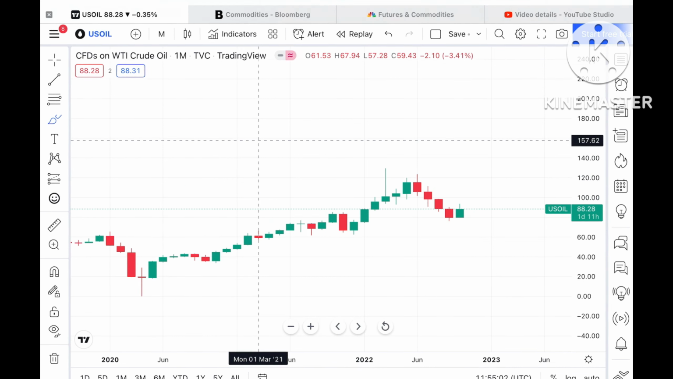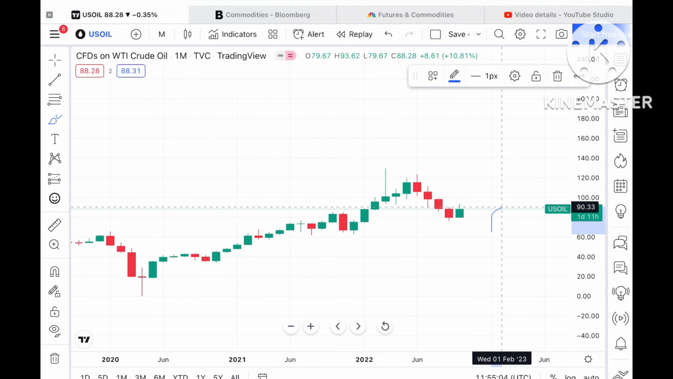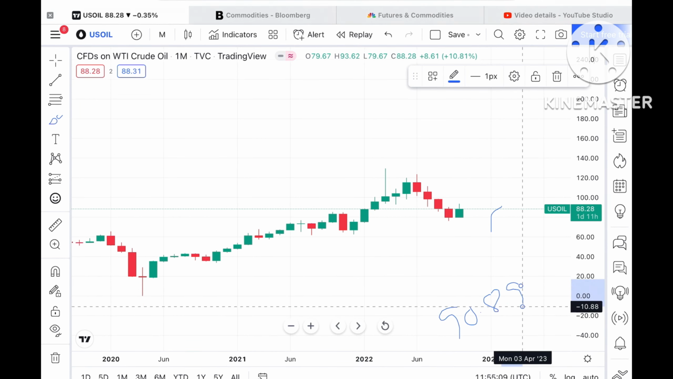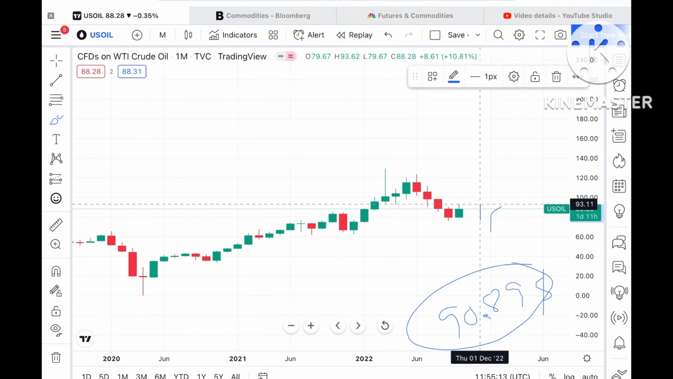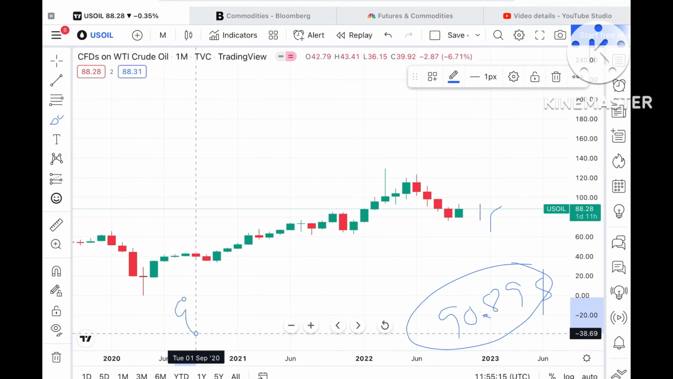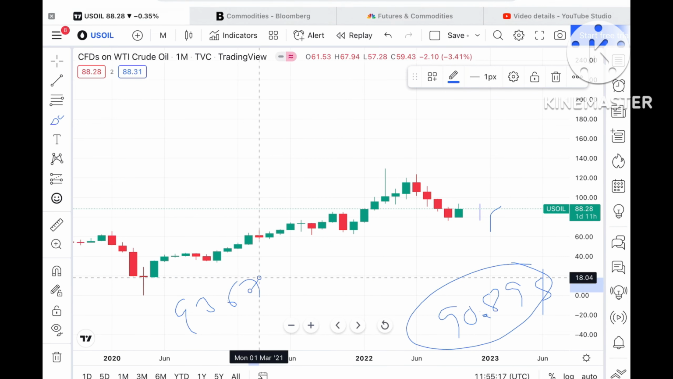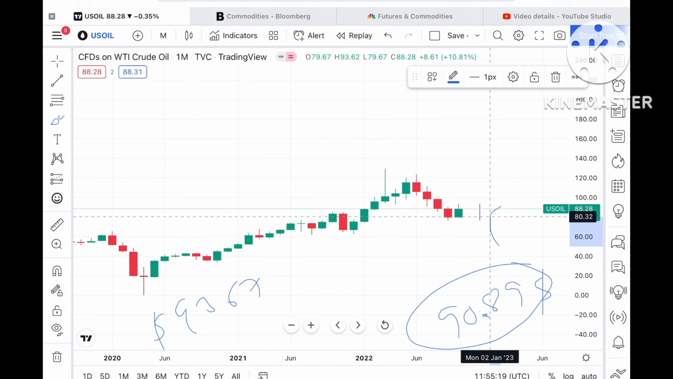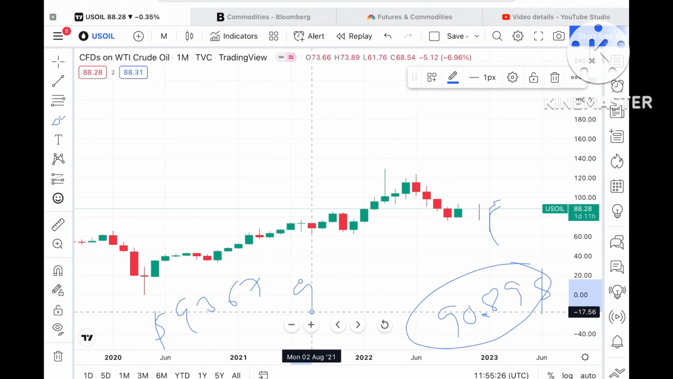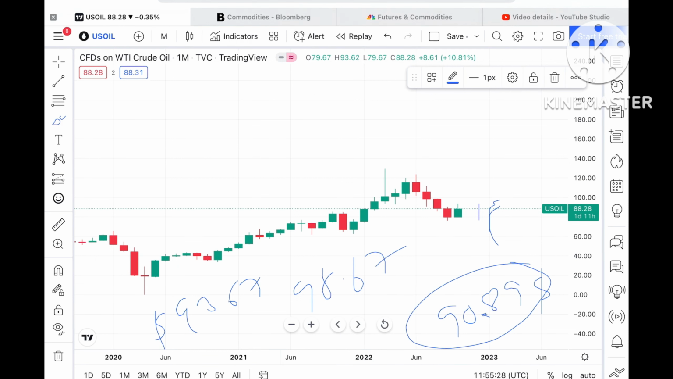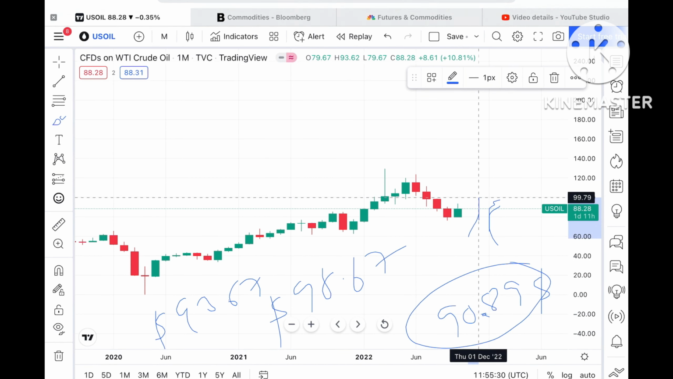Now suppose the price sustains this particular level, we can see it touch a level of $90.89, and if the price goes above that level, there are high chances that it can touch a level of $93.67. If the price goes above that level, there are high chances that it can go towards a level of $98.12, and if the price sustains above that level, $98.67.